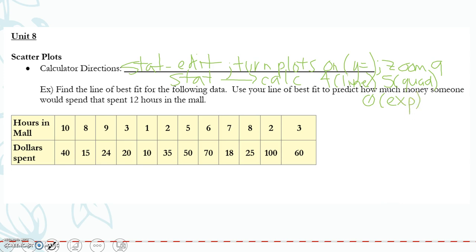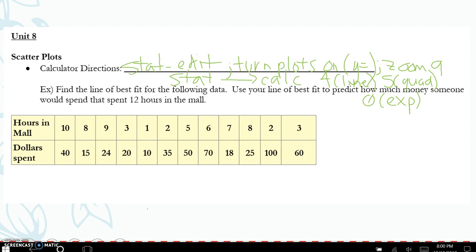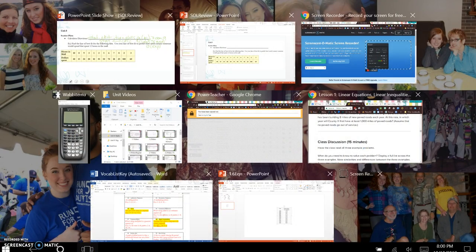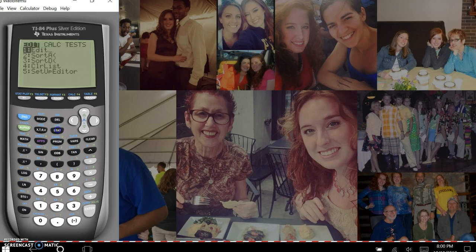So the first example: find the line of best fit for the following data. Use it to predict how much money someone will spend for 12 hours. So they're given a table, so what I do is I go to my calculator, and I hit stat edit. I've already put in the numbers from the table, so you put them all in, make sure it's in L1 and L2. So then you have to go to y equals and make sure plots are on. So notice my plot 1 is highlighted currently, but if it was not highlighted, you would go up to where it says plot 1 and hit enter, and then you hit zoom 9.